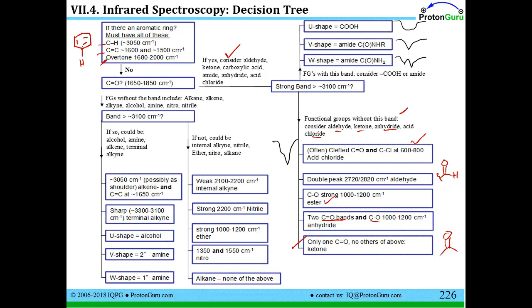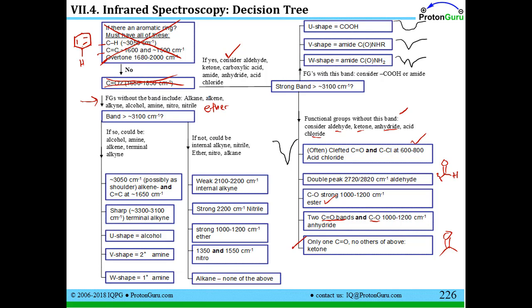Now, what if we don't identify an aromatic ring? So perhaps we've ruled this out. We don't see a CO double bond. We've ruled this out. And again, we're looking at pretty simple molecules that don't have more than one functional group in them right now. Well, if we ruled those out, we still have a bunch of functional groups that are possibilities. We could have an alkane, an alkene, an alkyne, an alcohol, an amine, a nitro, a nitrile, maybe an ether, and other functional groups that might not be on this list.